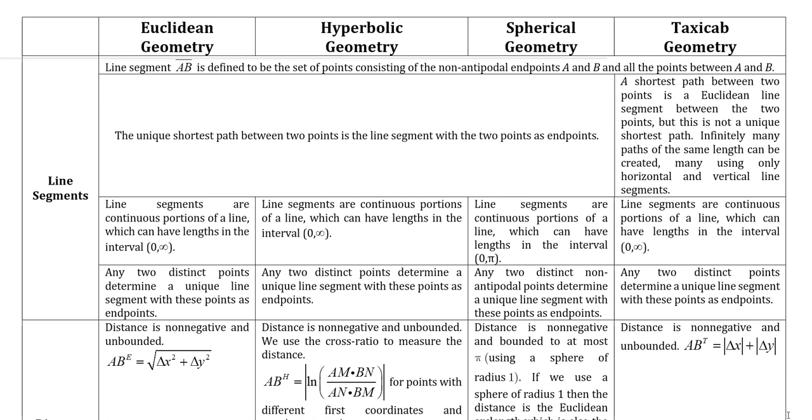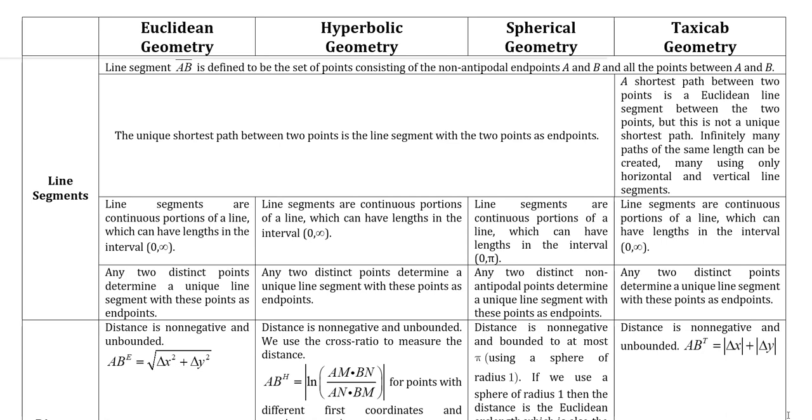In Euclidean, hyperbolic, and spherical geometry, a line segment is the unique shortest path between 2 points, and that is the line segment with those 2 points as endpoints. In taxicab geometry, it is a shortest path, one of infinitely many shortest paths between the 2 points. But it is still a Euclidean line segment. Okay? There are infinitely many paths of the same length that can be created, including many using only horizontal and vertical line segments and others that don't.